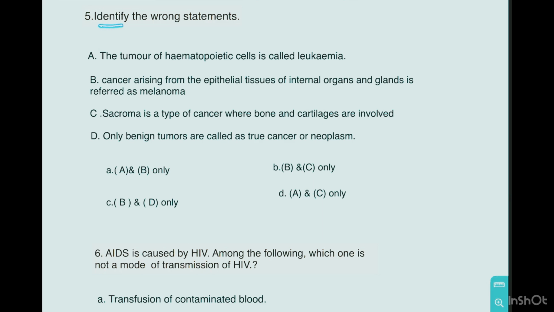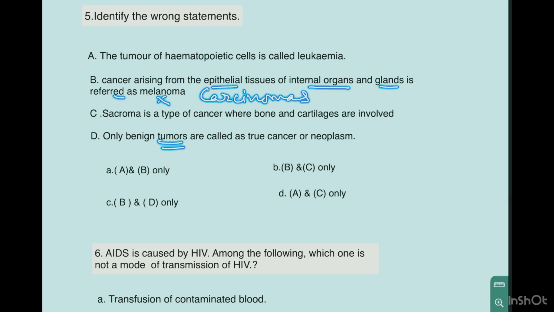Coming to the next MCQ, identify the wrong statement. So here B and D are the wrong statements. First, A and C are the right statements given here. Cancer arising from the epithelial tissues of internal organs and glands is referred to as carcinomas. That's why melanoma is wrong.